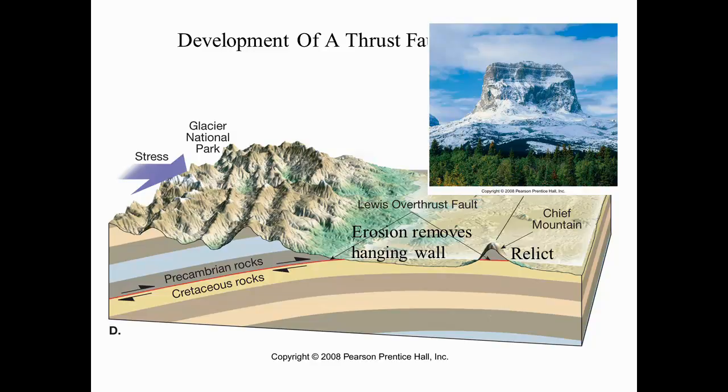On the other hand, if you go a little bit to the east, you encounter what's called Chief Mountain, which sticks up above the landscape. This is a relic of the hanging wall. Most of the rest of the hanging wall has been removed by erosion. I don't know if there's actually a chief on there, but anyway. Any questions?